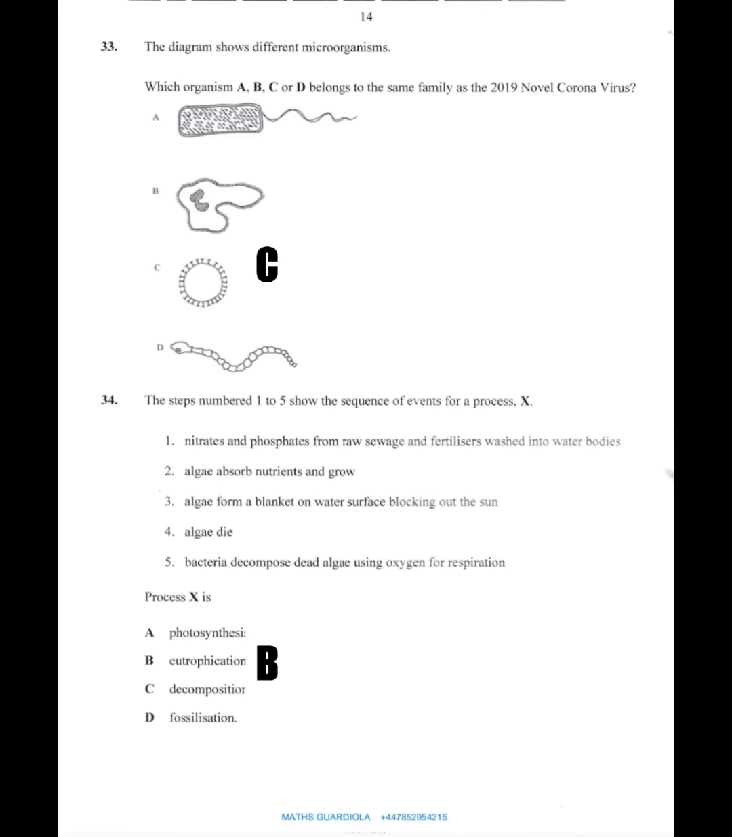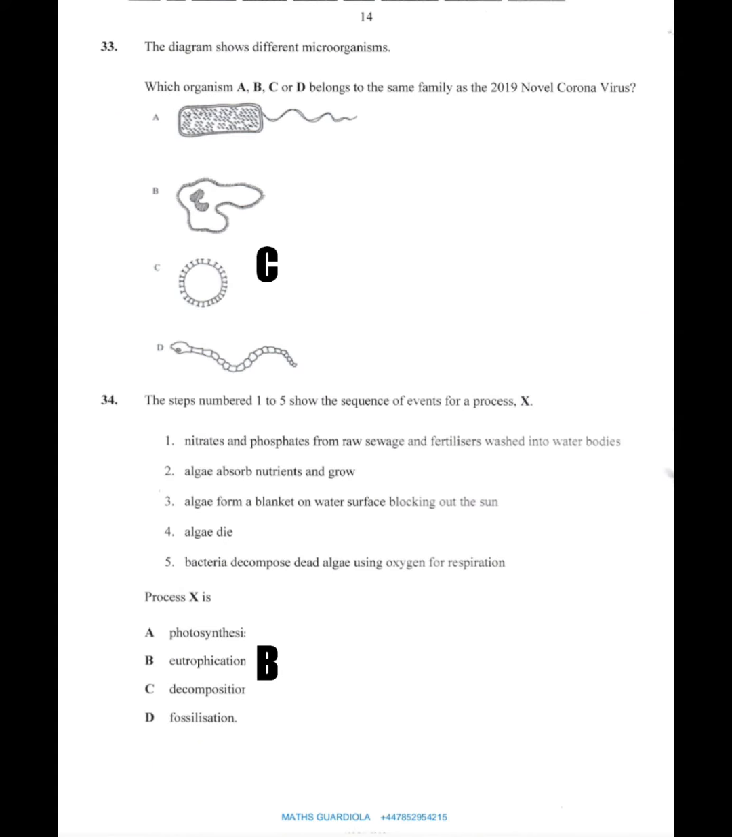Let us move on to number 34. The steps numbered 1 to 5 show the sequence of events for a process X. Number 1, the nitrates and phosphates from raw sewage and fertilizers are washed into water bodies. Then 2, algae absorb nutrients and grow. 3, algae form a blanket on the water surface, blocking out the sun. The algae die. Bacteria decompose the dead algae, using oxygen for respiration. So process X is known as eutrophication. So we are going to select B as our answer.